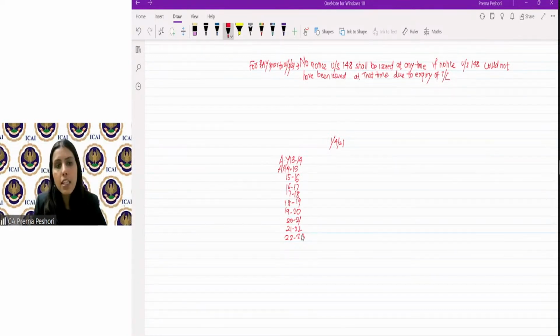So in this case, if you look at 13-14, when will the 6 years expire for 13-14? 14-15, 15-16, 16-17, 17-18, 18-19, 19-20. So for this, 6 years have already expired.